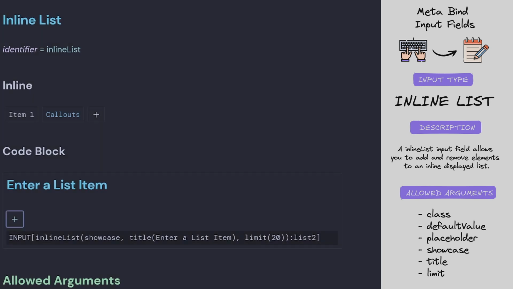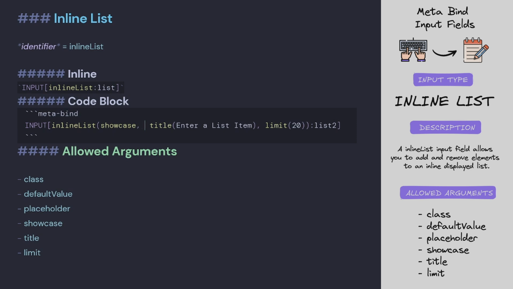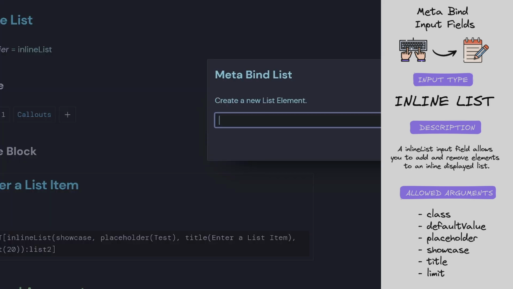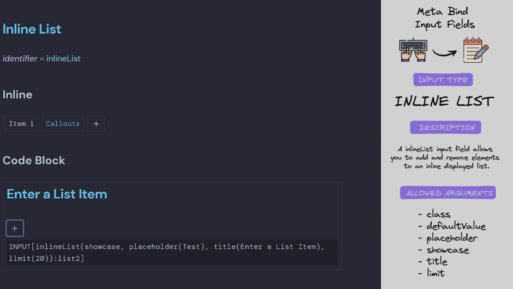We will try add the placeholder just to see if it works. I'll just put it here after showcase. And I'll just say test, and then I'll put a comma after that to make it valid syntax. And then we can see that there's no placeholder here and there's no placeholder here. So I know that the placeholder is not going to work.